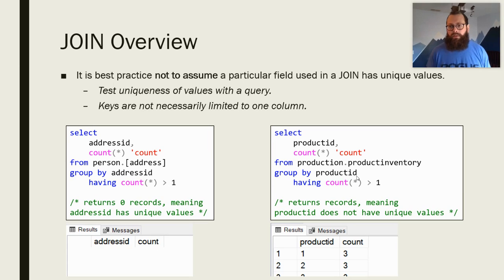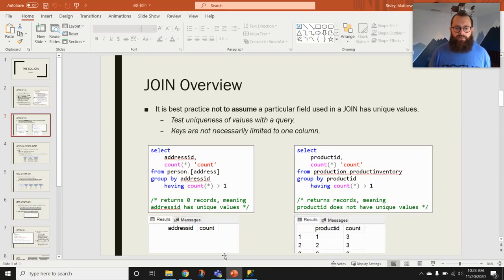If we hop over to the second query, we can see in this particular table, product inventory in the production schema, we're requesting a count by values for product ID. Note that when a field is called ID, you would kind of expect it to have unique values. That's not necessarily the case. When we run this query and return values for product ID that have more than one record, we immediately see that we have, for example, 3 records that have a value of 1 for product ID, another 3 records that have a value of 2 for product ID, etc. So I'm going to hop over to SQL Server Management Studio and replicate this quickly.